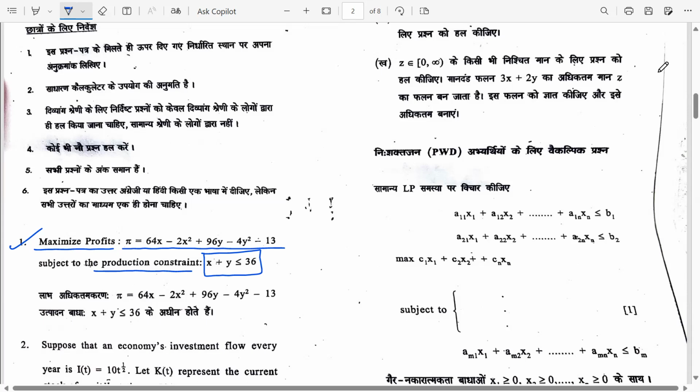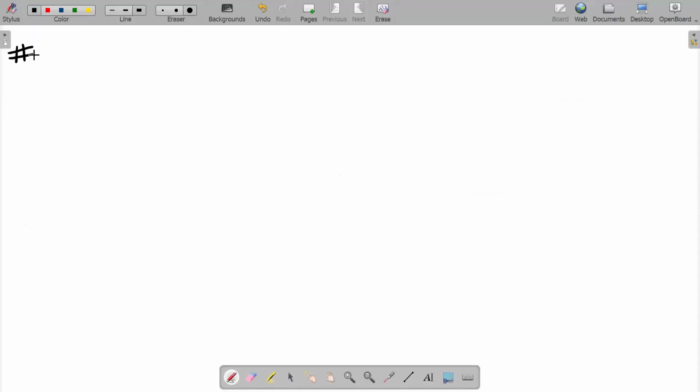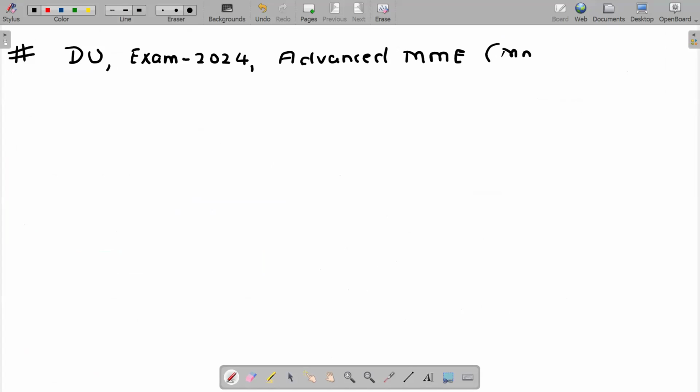Now students can recall my lectures on constraint optimization, which I have covered in my complete course for Advanced Mathematical Methods for Economics. Okay, so let me quickly come to the whiteboard to solve this question. I am just writing the main heading for completeness. This is Delhi University Exam 2024. Name of the course is Advanced Mathematical Methods for Economics. I can just write MME, and we also sometimes call it the MME-3 course.